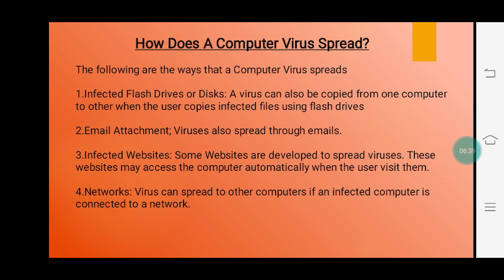Now the fourth one is the networks. Now many schools, offices, companies have their computers interconnected with each other. Now viruses can spread to other computers if an infected computer is connected to a network. So these are the ways or media through which computer virus can spread in our computer.